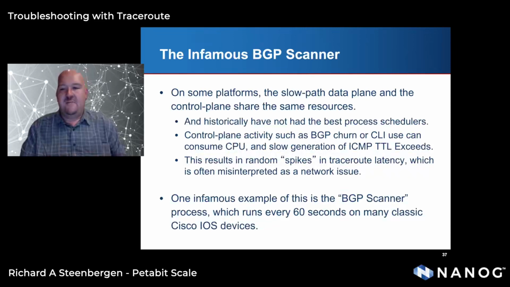So a really famous example of this was classic Cisco IOS. There's a process called BGP scanner that would run every 60 seconds. It would walk the entire table, just checking to make sure everything was normal. And when it would do this, it would cause these periodic spikes in traceroute performance.